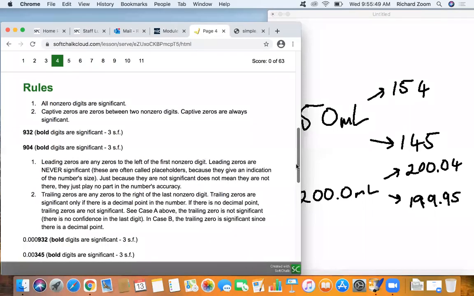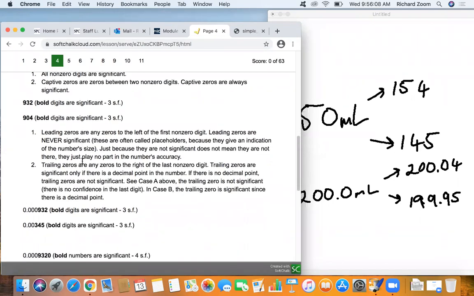So the rules for determining significant figures: all non-zero digits are significant. Captive zeros, which are zeros between two non-zero digits, are always significant as well. So in 904, that zero is significant. But the issue of significance comes into play when we're dealing with zeros that are either at the front or at the back. Now, leading zeros are never significant. Those are the zeros out the front.